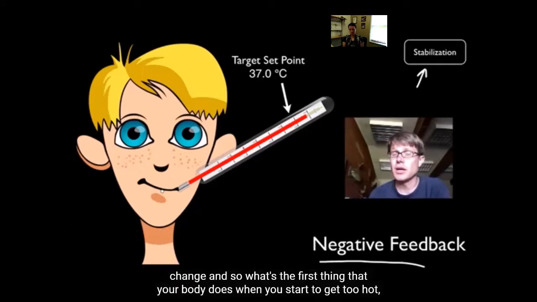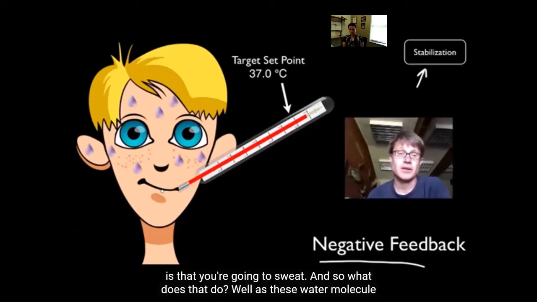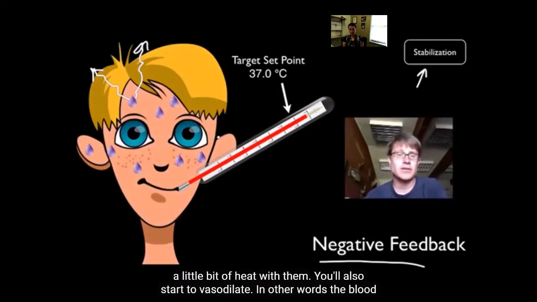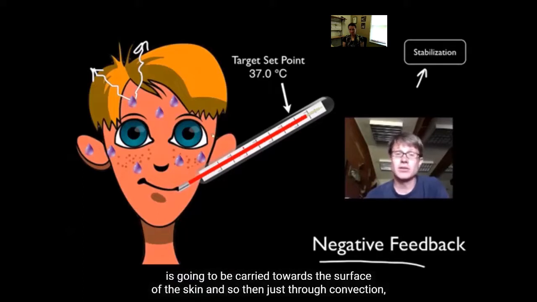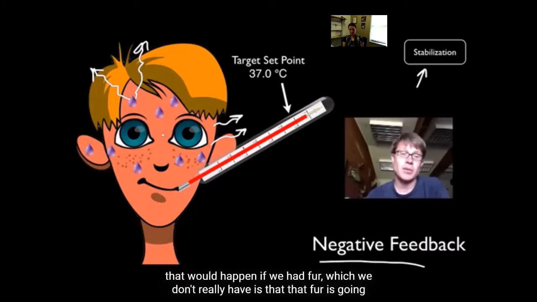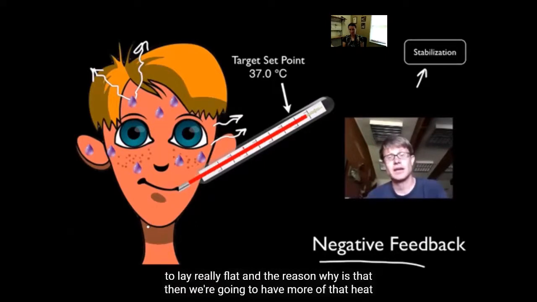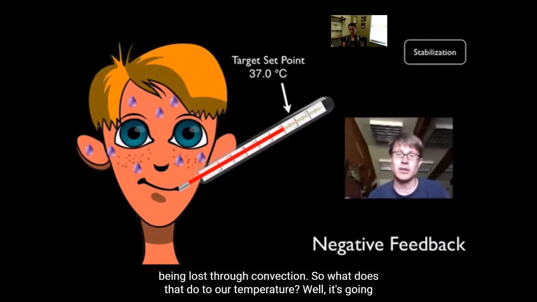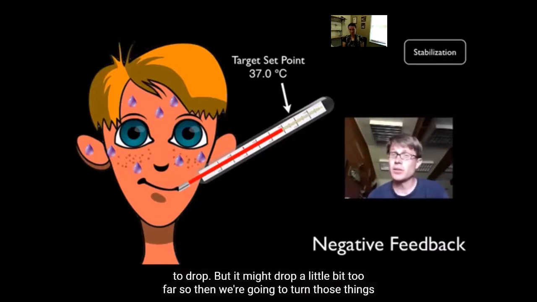And so what's the first thing that your body does when you start to get too hot? You're going to sweat. And so what does that do? Well, as these water molecules evaporate, that's going to create evaporative cooling. In other words, they're going to carry a little bit of heat with them. You'll also start to vasodilate. In other words, the blood is going to be carried towards the surface of the skin. And so then just through convection, we're going to start to lose more of that heat to our environment. Now, another thing that would happen if we had fur, which we don't really have, is that fur is going to lay really flat. The reason why is that then we can have more of that heat being lost through convection. So what does that do to our temperature? Well, it's going to drop. But it might drop a little bit too far.